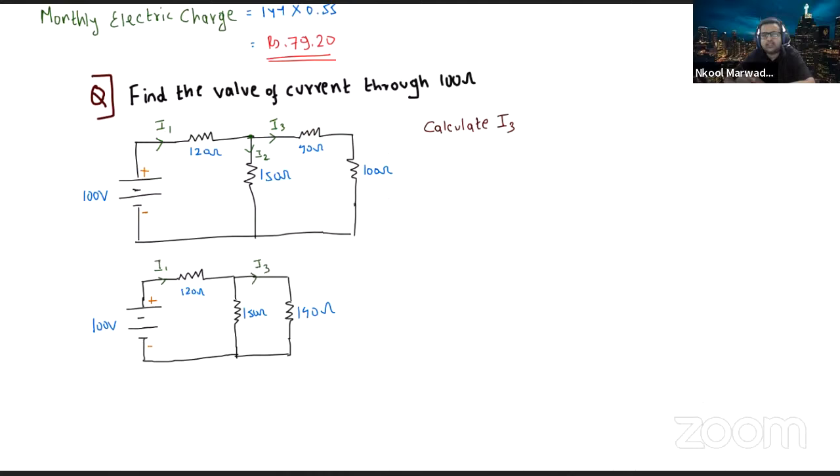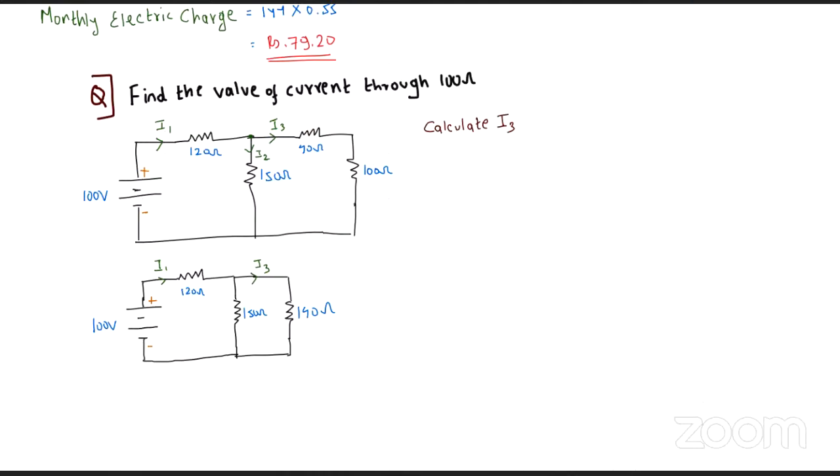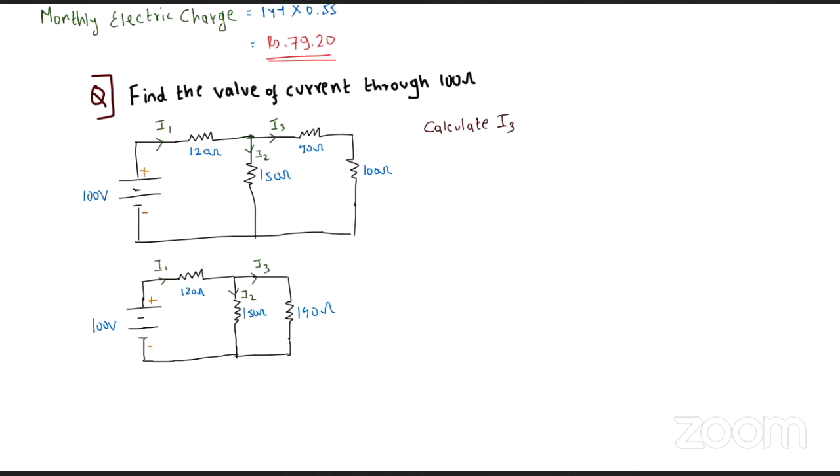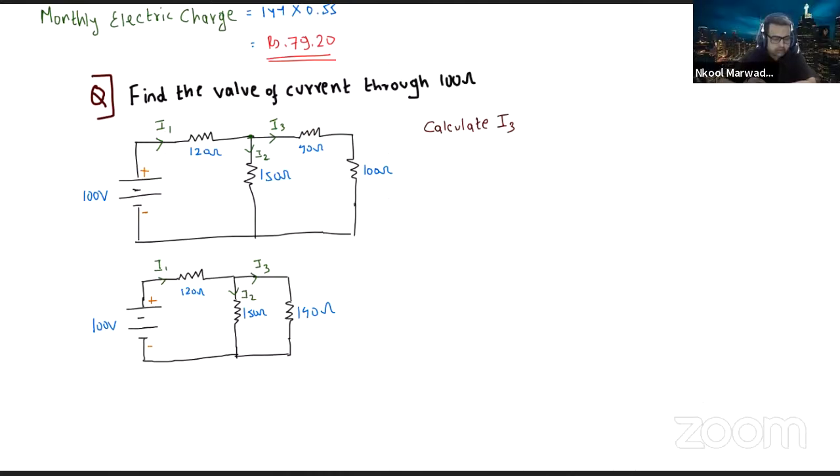Now we have changed the problem. Now our problem is to calculate I3, not the current through the 100 ohm. It doesn't matter if it's 100 or 140, because we have seen that I3 is the current which is flowing through the 100 ohm. So it doesn't matter. That's all.